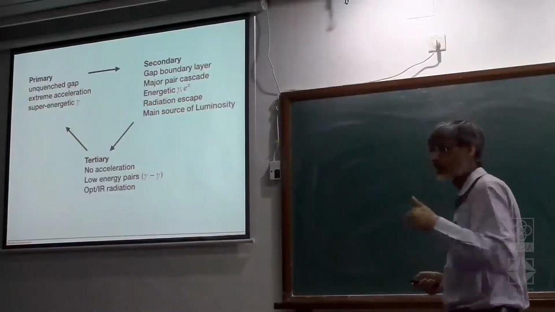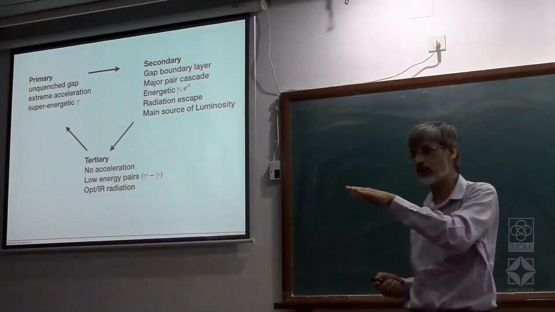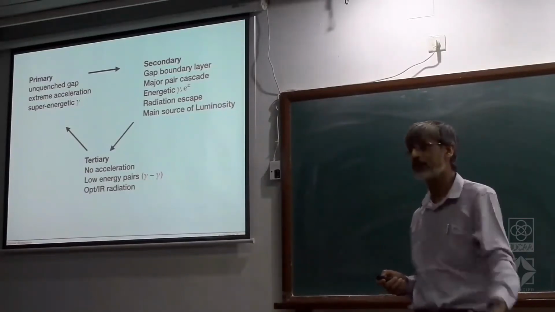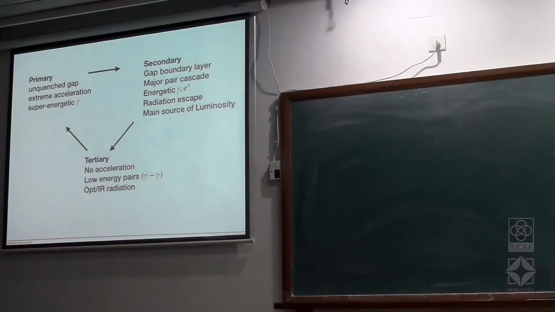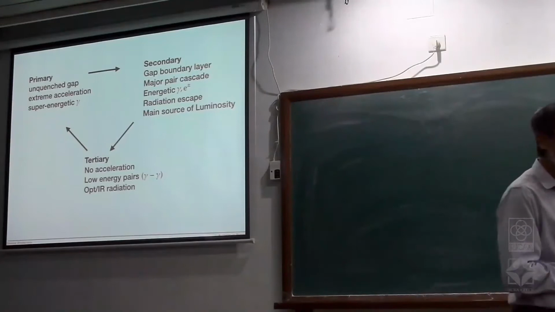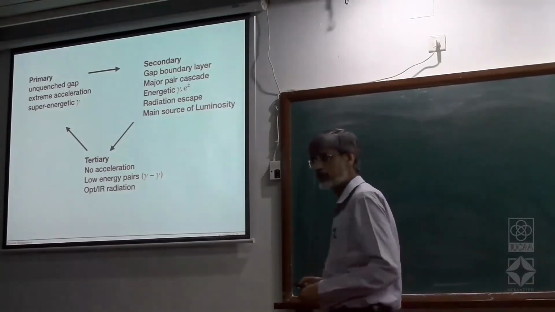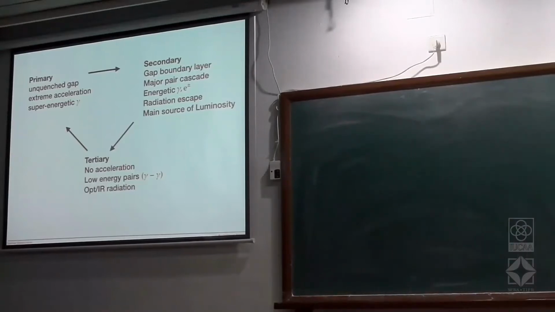But as the pair cascade goes on, the photon energy will come down. But you'll still have energetic photons. At some point, for those energetic photons, this will become optically thin to pair production, and those energetic photons will leave this region. They are still energetic enough to produce pairs, but there is not enough space now for it to convert itself to pairs. So this radiation will escape, and this is the main source of luminosity of the outer gap.